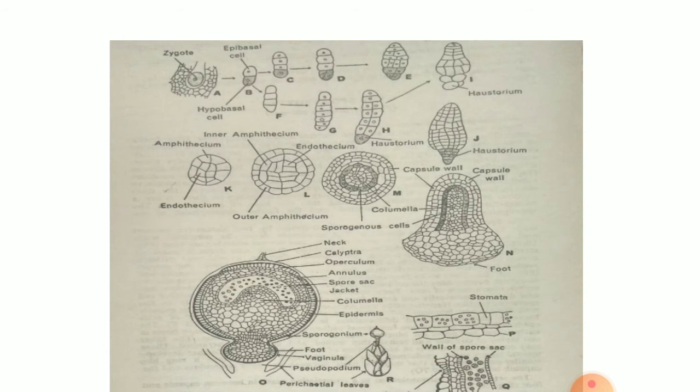sporophyte or the sporogonium of Sphagnum, having the neck, calyptra, operculum, annulus, the spore sac, which is horseshoe shaped in structure, surrounded by the jacket layer, and the inner is the columella, and the outermost layer of the sporogonium is called the epidermis, and the sporogonium consists of the foot and a pseudopodium. So this is the development of the sporogonium in Sphagnum.